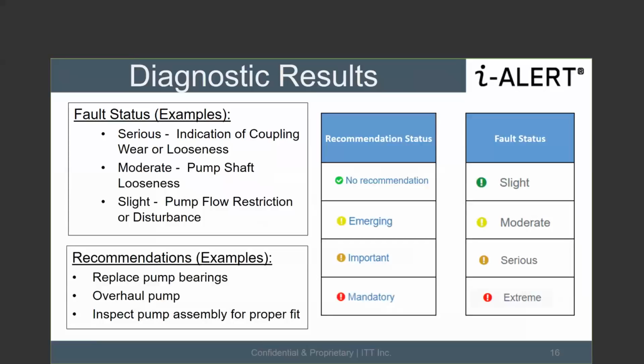What do the results mean, right? What is the fault that you're going to talk about? I know we talked about imbalance and stuff like that, but that's great. I mean, fault examples like serious indication of coupling wear or moderate pump shaft looseness or slight pump flow restriction or disturbance. That's great, but do I need to act on it right now? Do I need to just wait and see, or do I need to keep an eye on it? That's where the severity comes into play, right? So you have your slight, your moderate, serious, and extreme.